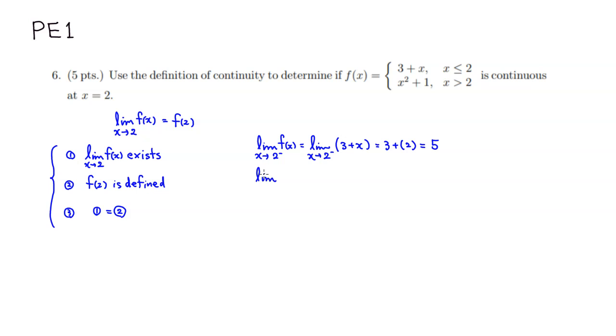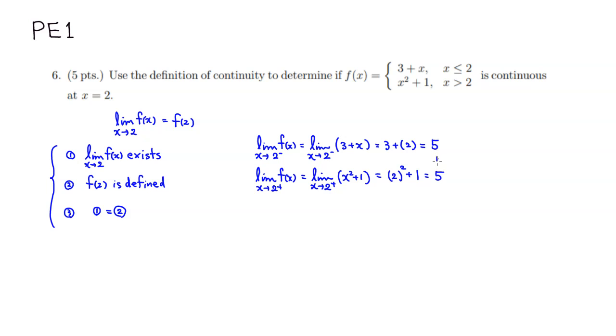So you have the limit of f of x as x approaches 2 from the right. If x is approaching 2 from the right, x starts from a value bigger than 2, so we have to use the bottom formula. So you have x squared plus 1. Then again, you just plug in 2, so you have 2 squared plus 1. So it's going to be 4 plus 1, which gives you 5.